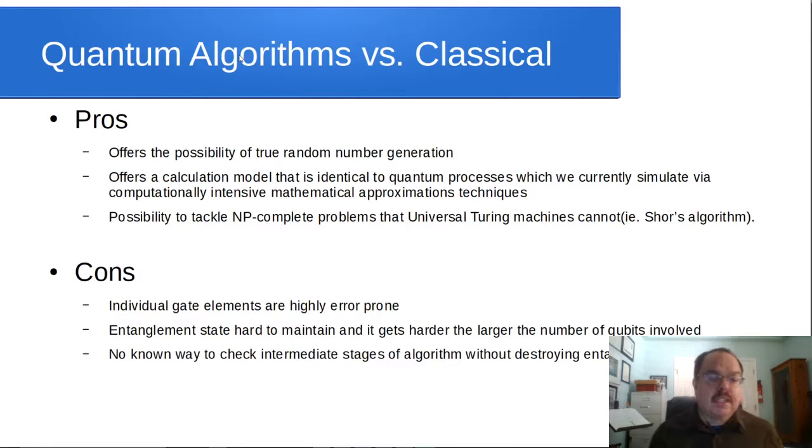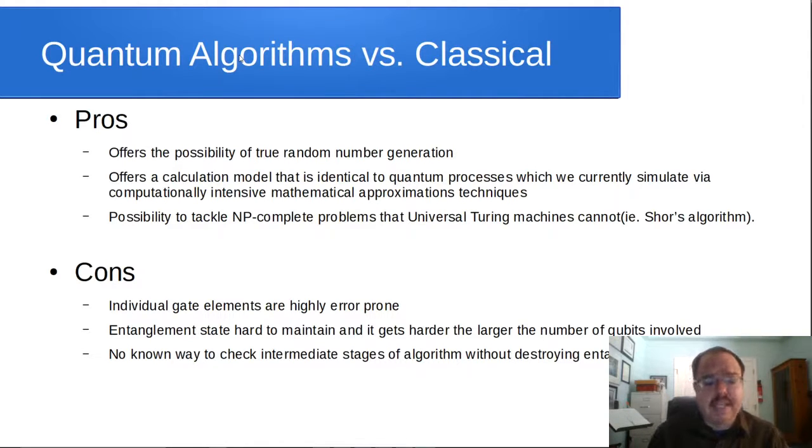Okay, some of the cons. In the current state of technology, these gate elements are really error prone. The way they tend to deal with it is they make a lot of the systems they're making have thousands of qubits, but they claim to only have 20. In other words, they're using a lot of redundancy to make up for the fact that these things are very unreliable.